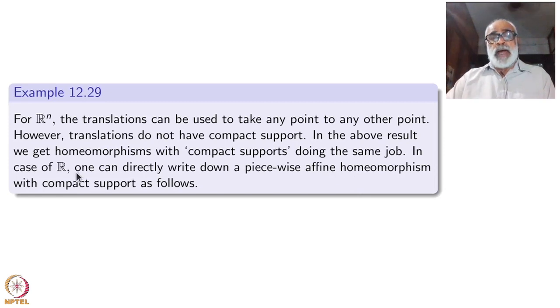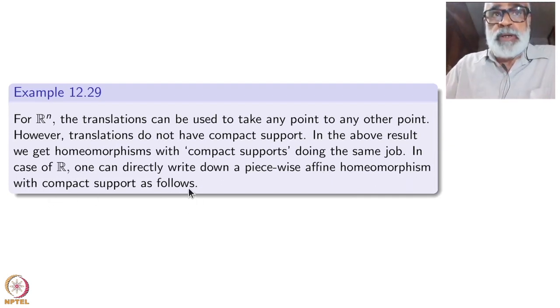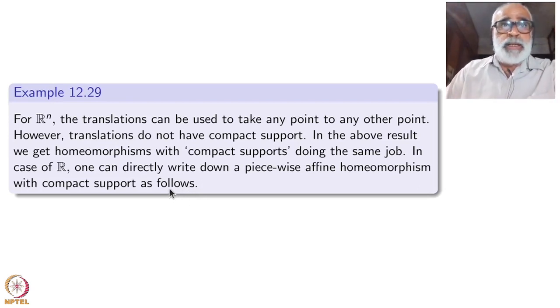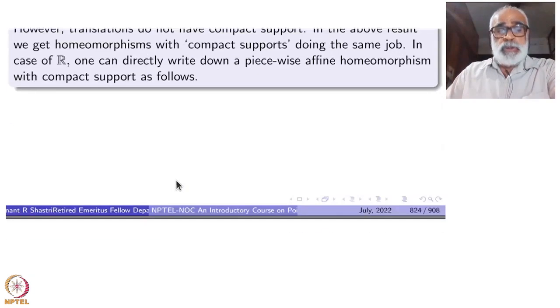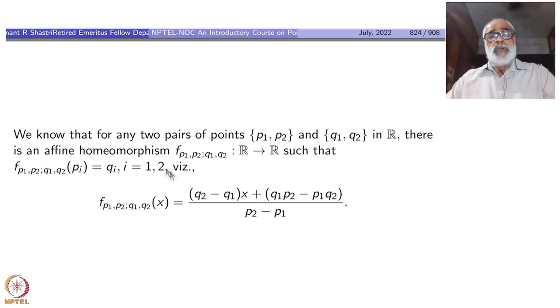In case of R, one can directly write down a piecewise affine homeomorphism with compact support as follows. So I want to do this one, R, by hand, not by using any theorem. And that will be very useful also. We know that for any pair of points p1, p2, q1, q2 in R, there is an affine homeomorphism with p1 going to q1 and p2 going to q2. This we have used already in the proof of the collar neighborhood theorem and so on, such that pi is mapped to qi, i equal to 1 and 2. So I have indexed the map by p1, p2, q1, q2. There is a formula.